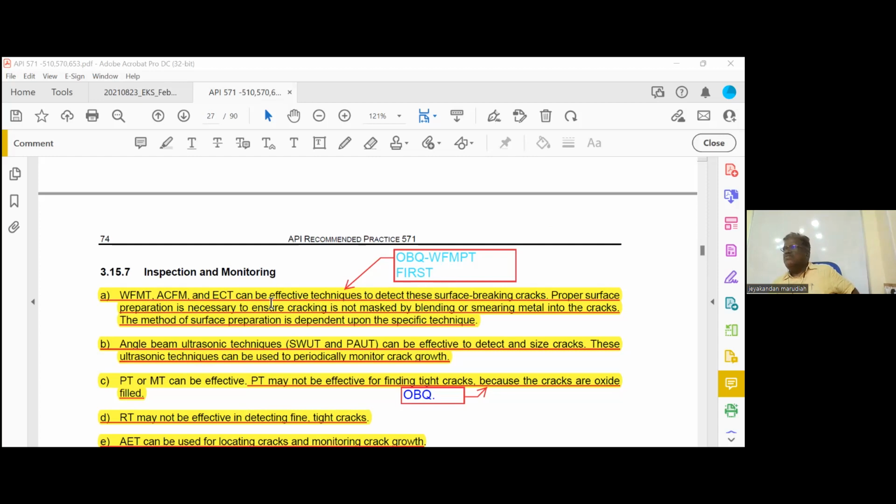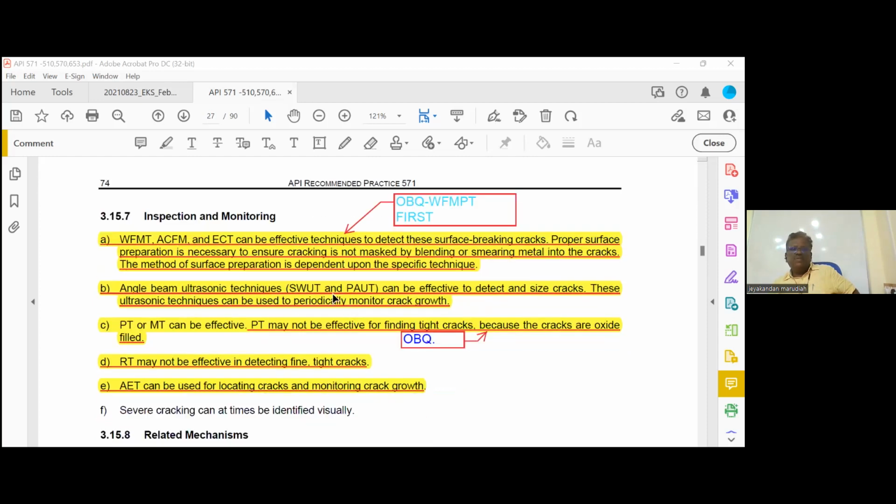The question was, which of the following NDT methods are preferred to detect caustic stress corrosion cracking? They gave the options: WFMT, PT, ACFM. The first one is wet fluorescent MT. ACFM and ECT are effective techniques to detect surface breaking cracks, with proper surface preparation. Angle beam, it is all repeat. PT may not be effective in finding tight cracks because the cracks are oxide filled.